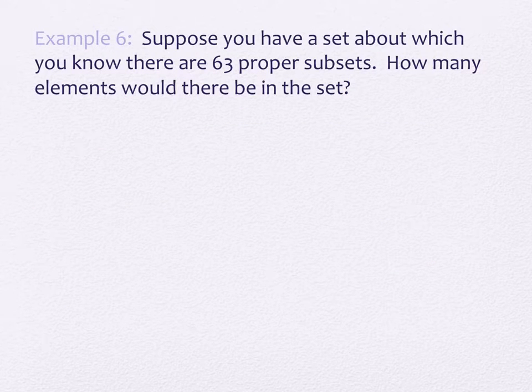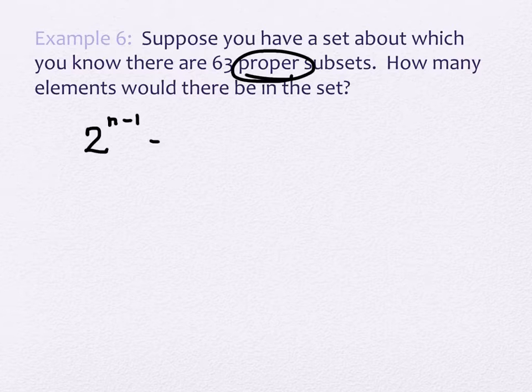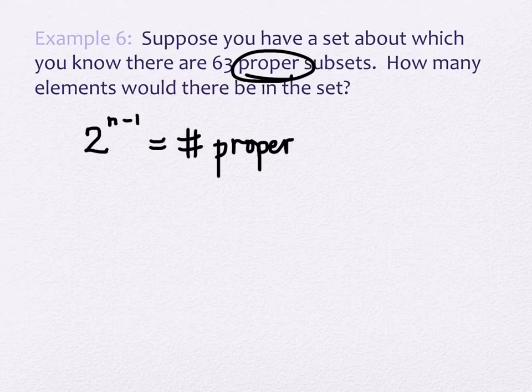All right, so now let's suppose that we have a set and we don't know how many elements are in it, but we do know how many proper subsets there are. We should be able to use that same formula to find out how many elements are actually in the set. So our formula for proper subsets, because this does say proper, is 2 to the n minus 1 equals our number of proper subsets. Right?